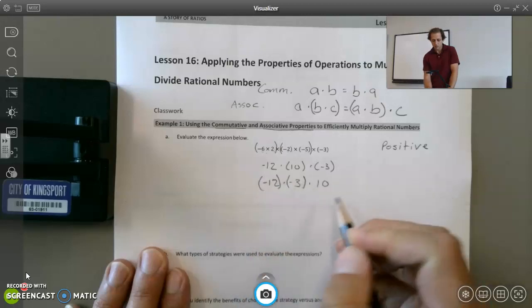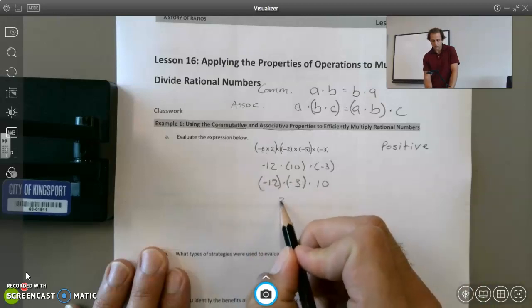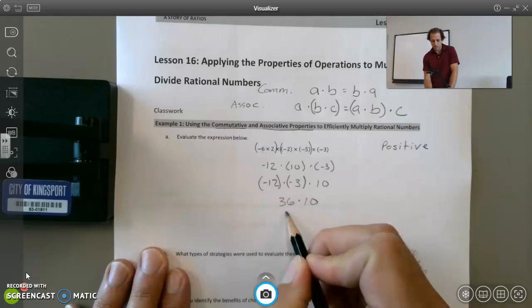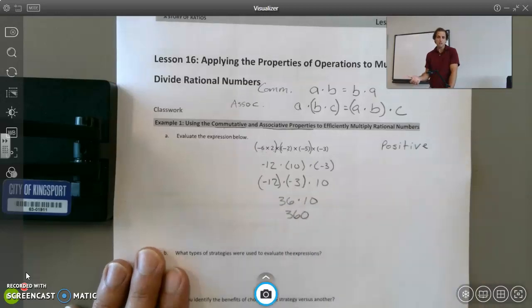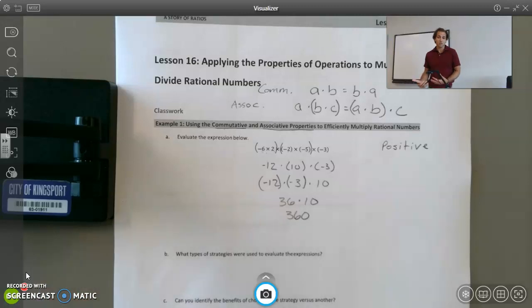12 times 3 is 36. They're both negative, so that becomes positive. Times 10, and that's 360. And that multiplication became really easy because I just multiplied them in an order that was convenient.